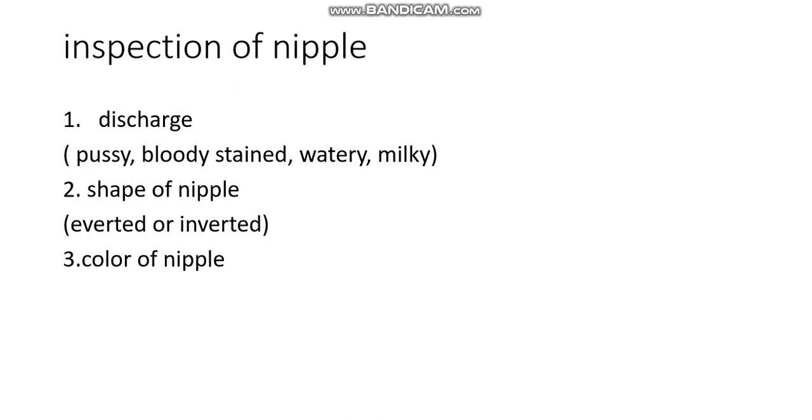Now here we have two normal colors, pink, which is very common in young females, and brown or dark brown. This brown and dark brown is very common in old females or pregnant women. Both of the colors are normal, right? Okay, then after that we have to inspect the areola.